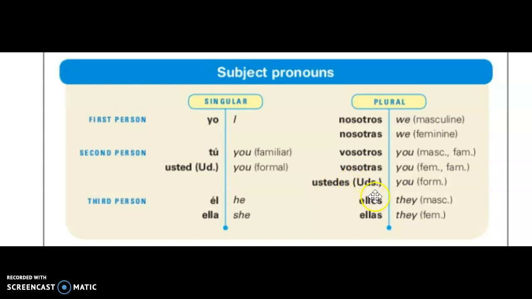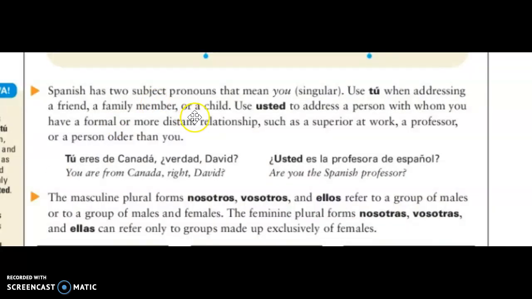And then last but not least, the third person plural is ellos and ellas. So a lot of times people are going to want to say ello for the singular third person, and that would be incorrect. It is él and ella for singular, he and she, and they, plural, it is ellos and ellas. Okay, now for some more examples on the ustedes and tú forms.